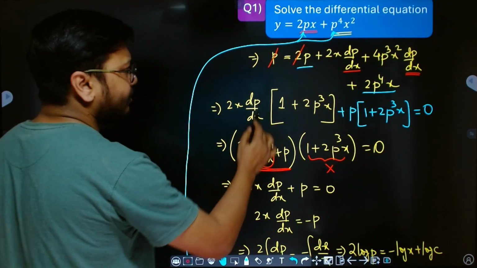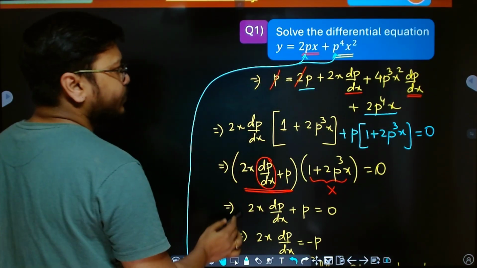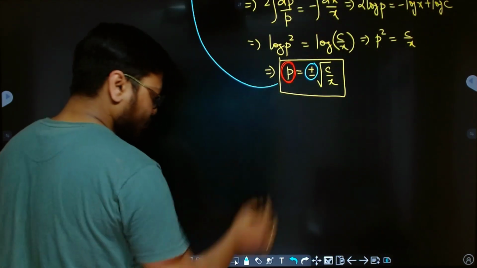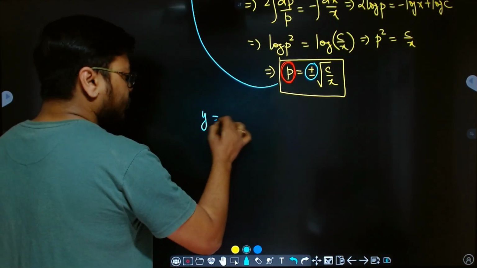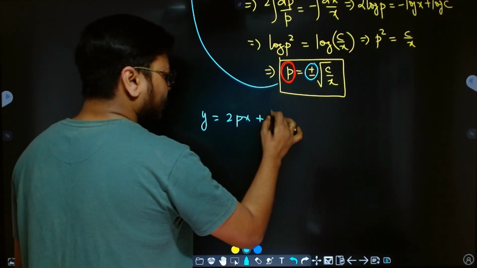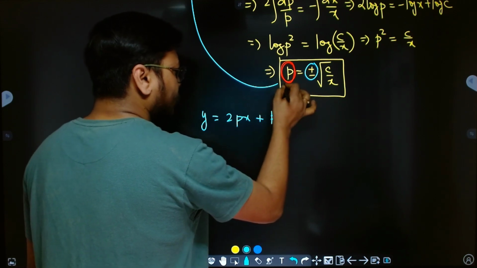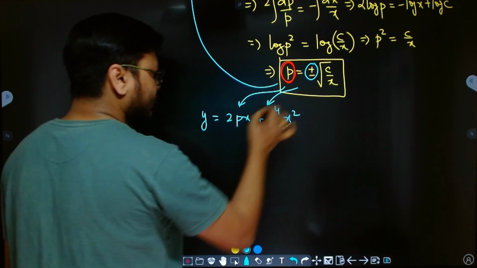So I have the differential equation y equals 2px plus p to the power 4 x square. So I'm going to put the value of p in its places.